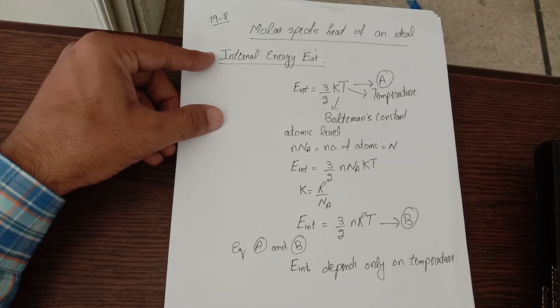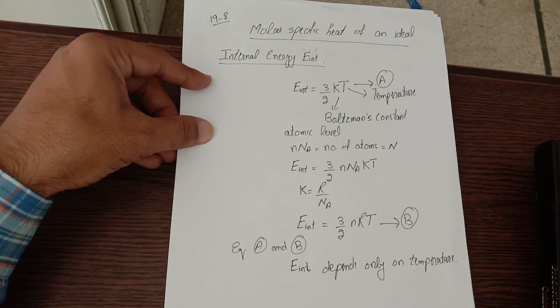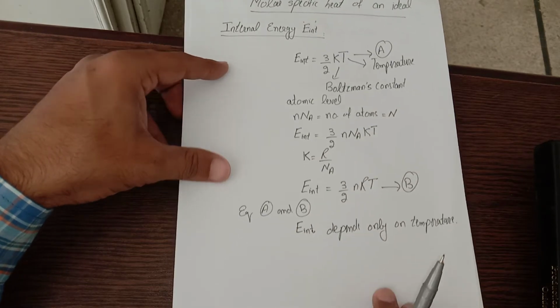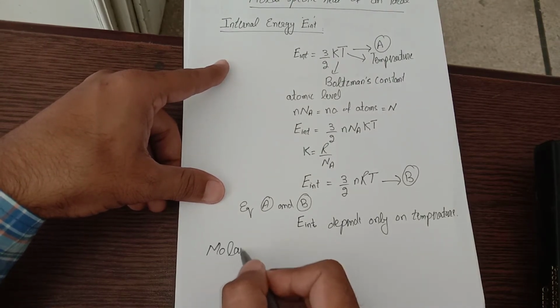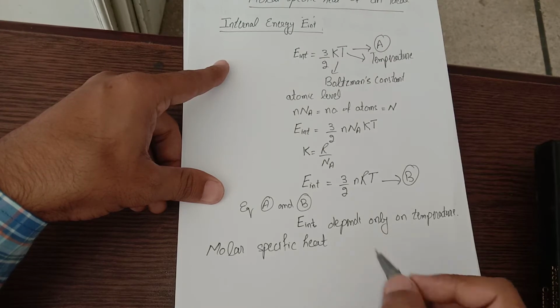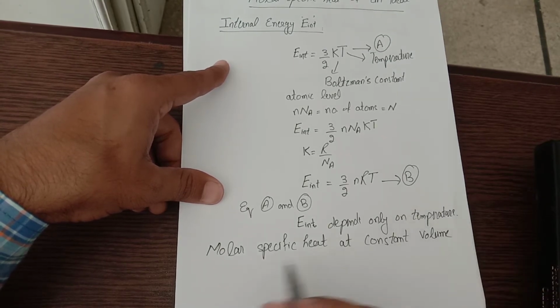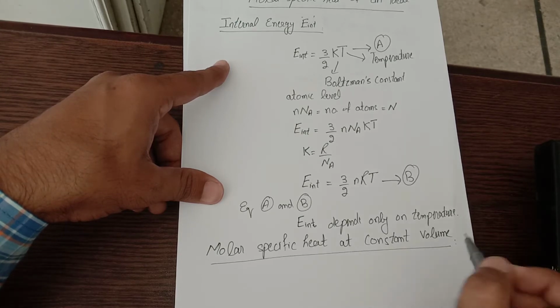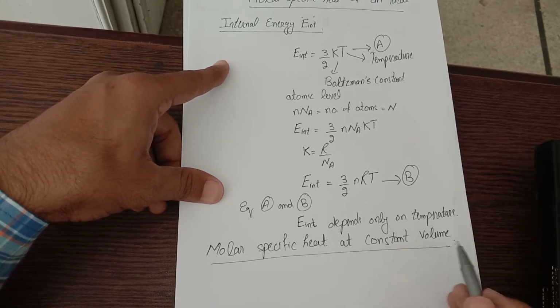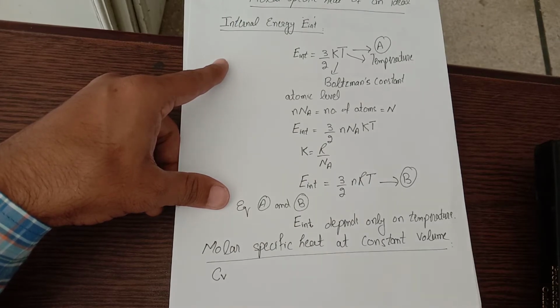As we have calculated this internal energy of an ideal gas for moles or molecules, then we would be able to calculate the molar specific heat at constant volume and at constant pressure. Let's first look at the molar specific heat at constant volume. Constant volume means the volume does not change, and this molar specific heat is represented by Cv. C sub V is molar specific heat at constant volume.